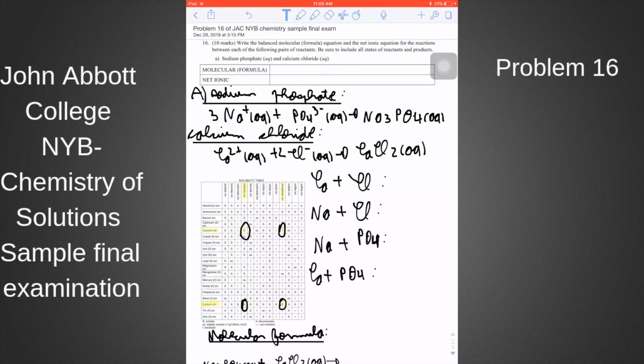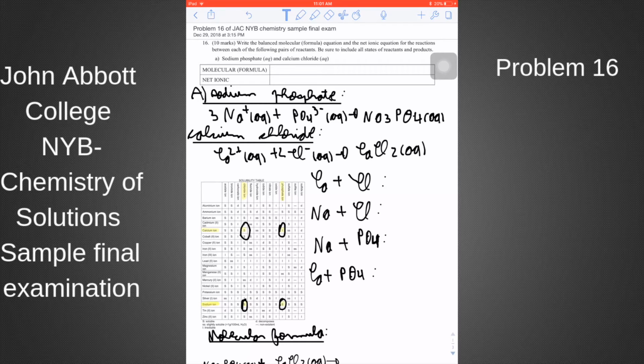Sodium is Na and it has a charge of +1. Phosphate is PO4 and it has a charge of 3-. So to have a total charge of 0, we're going to need to add a coefficient of 3 in front of the Na to have a charge of 3 plus to neutralize the charge of 3 minus, which gives us Na3PO4, and it's going to be in an aqueous state.